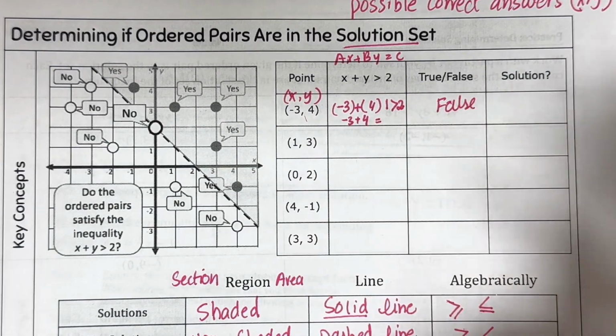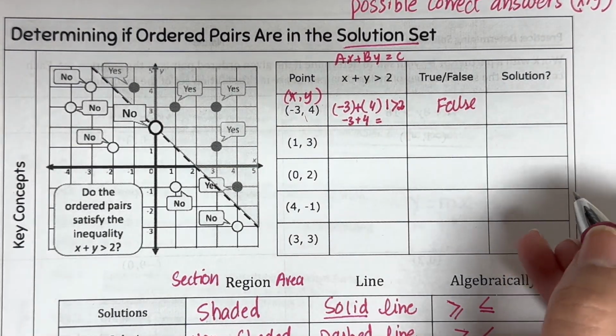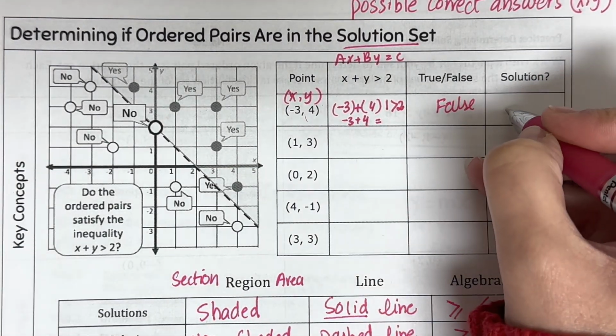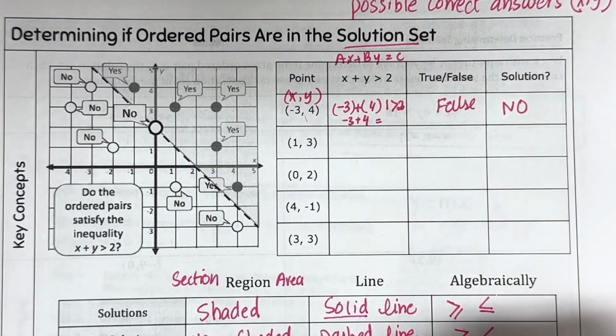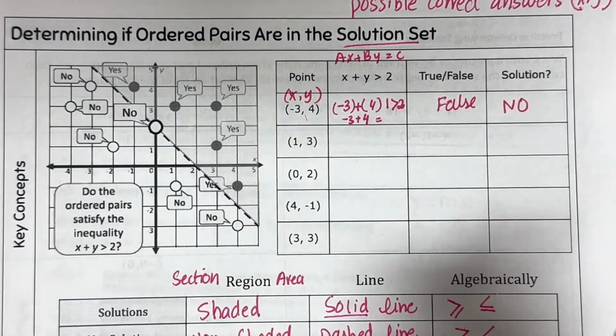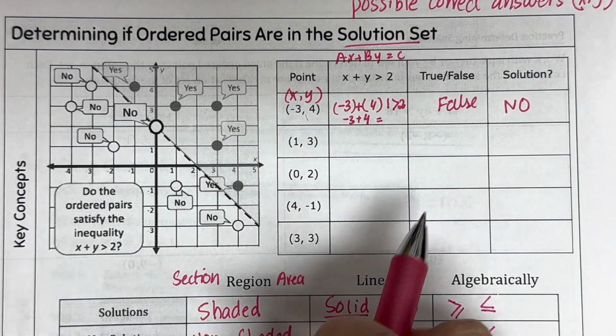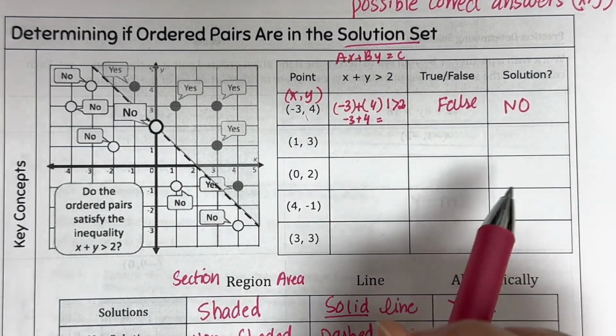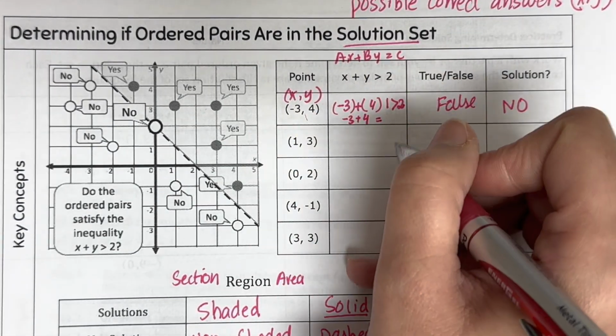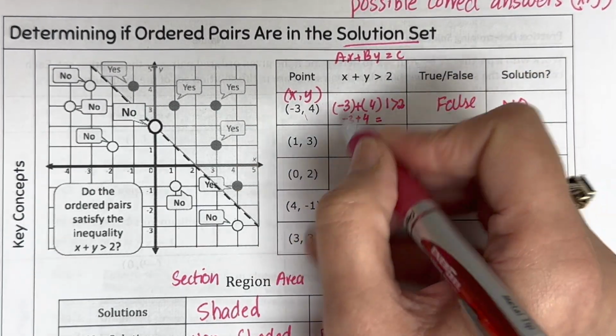1 is not greater than 2. 1 is less than 2, not greater. So is it part of your solution? No. So this is one of the methods. You can plug in and check every time whether it is your solution or not. So I'm going to check the first 2 examples and let you finish the next 3.